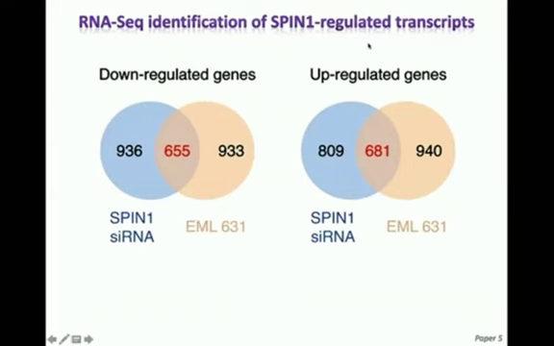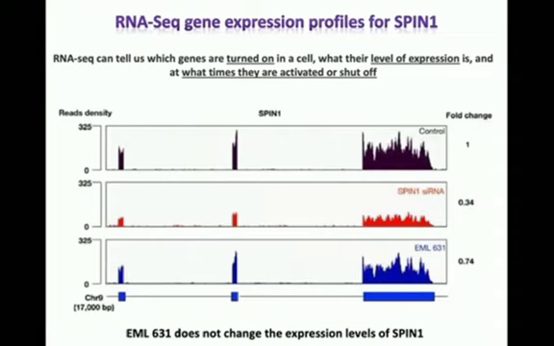So now, we already know that some genes are downregulated upon the knockdown of Spin1 or the treatment with EML631, as well as around 681 genes that are upregulated upon the siRNA knockdown of Spin1 or the treatment with EML631. Let's take an example, okay? RNA-seq can tell us which genes are turned on in a cell, what their level of expression is, and what time they are activated or shut down. So let's take an example.